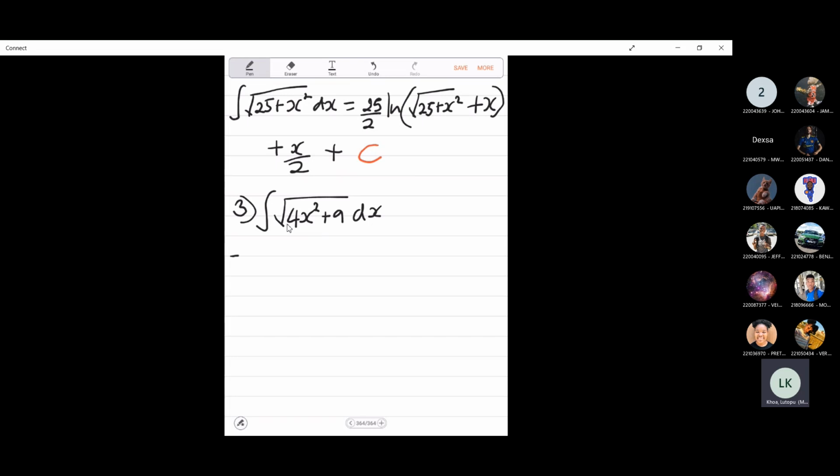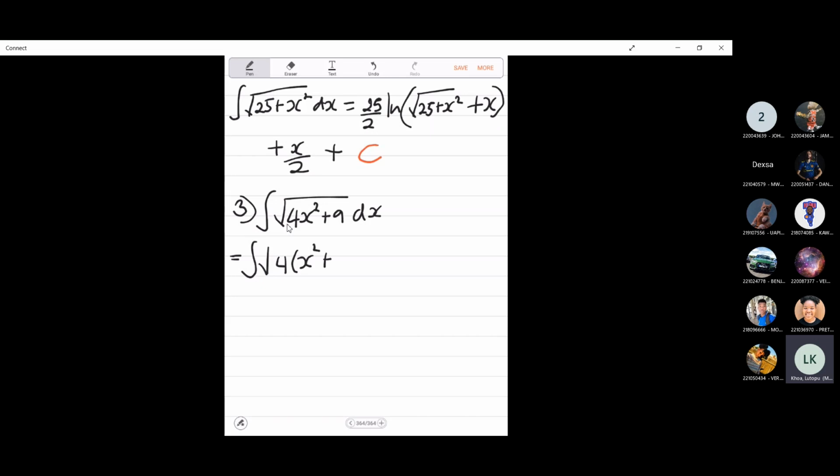So this is the integral of the square root of 4, then we have x squared plus 9 over 4, like that. And then the 4 can go outside. When it goes outside of the square root, it becomes 2. So we have 2 square root of x squared plus 9 over 4 dx. Okay, so this one here is in the form that we want, so we can make the substitution now.